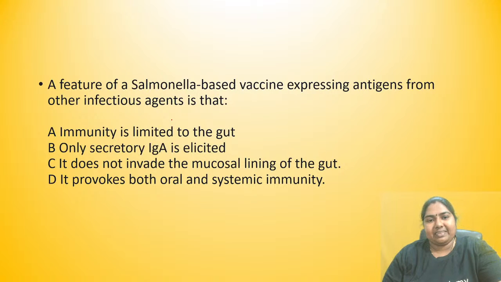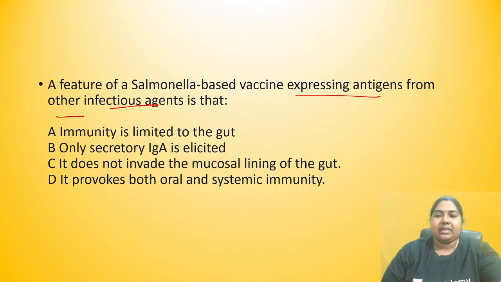So the next question: a feature of salmonella based vaccine that is expressing the antigens from other infectious agents. Is it that the immunity is limited to the gut? Only secretory IgA is elicited? It does not invade the mucosal lining of the gut? Or it provokes oral and systemic immunity?